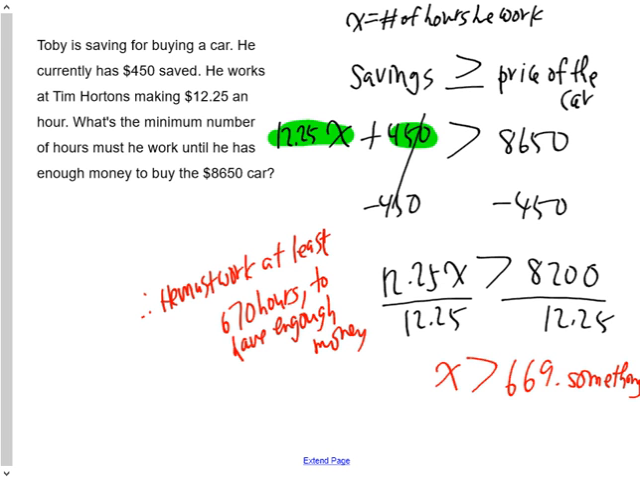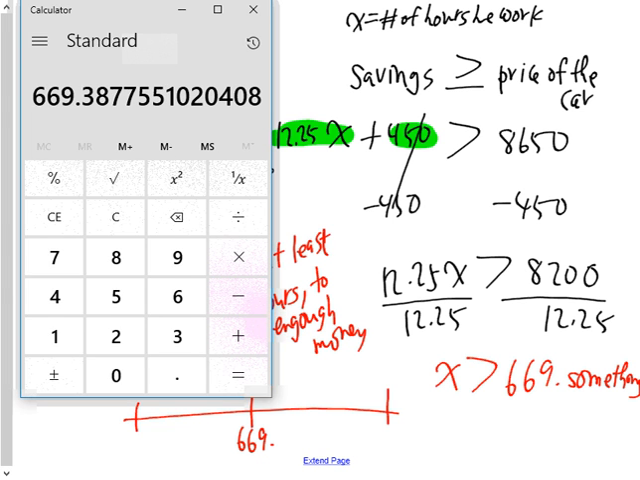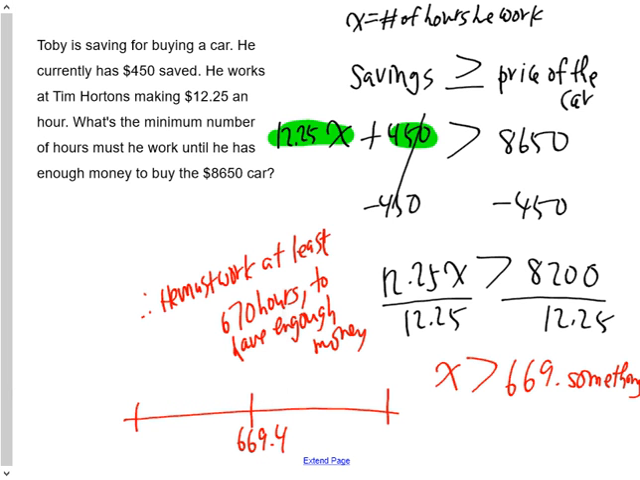So since there are no part hours, if I think about it this way, 669 point, what was it again from the calculator? 0.4, roughly. And so we have to round that to 669 hours, sorry, 669 hours, 670 hours, 668 hours. He has to work greater than or equal to this amount of hours, 670.